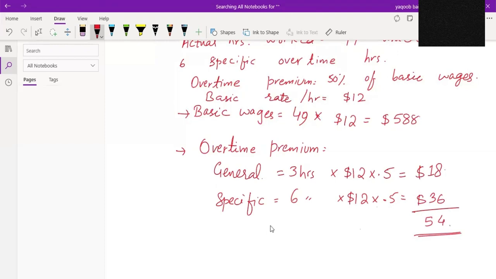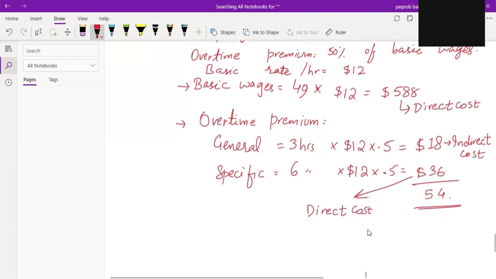So the 54 is overtime premium. Now basic wages of the direct labor is always treated as direct cost. Overtime premium, general overtime premium, is treated as indirect cost, although the labor is direct. And this specific overtime premium of 36 is treated as direct cost.